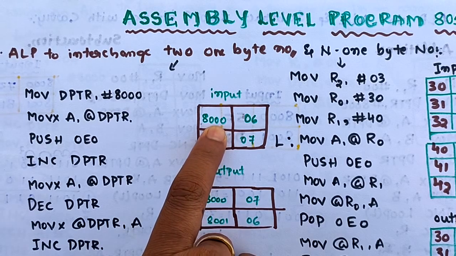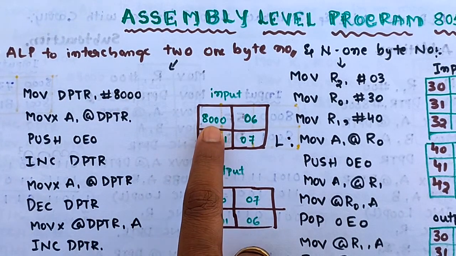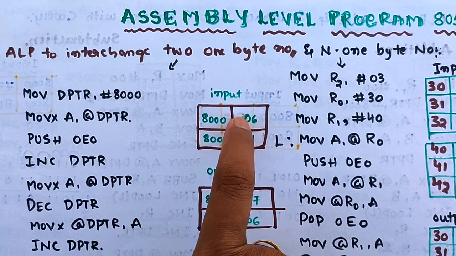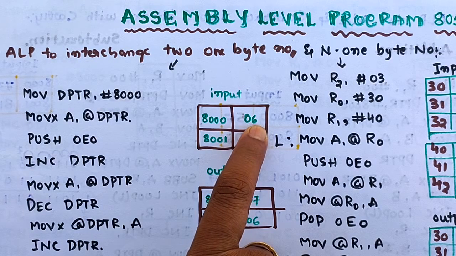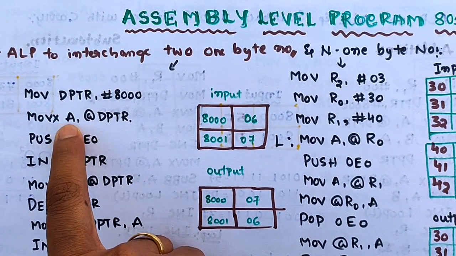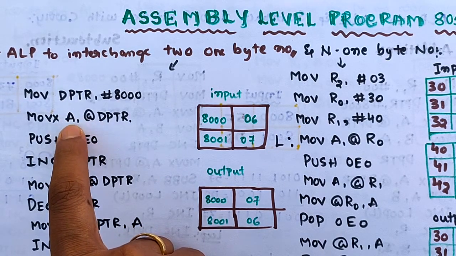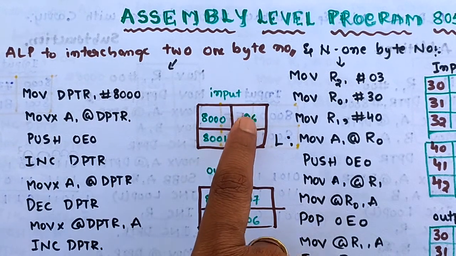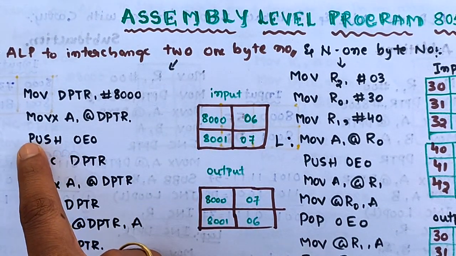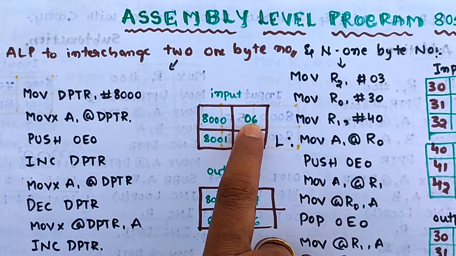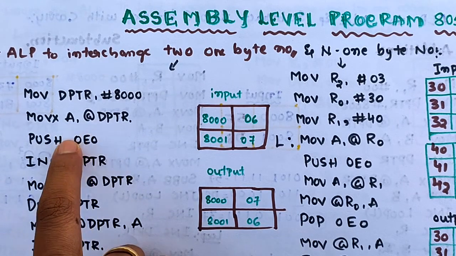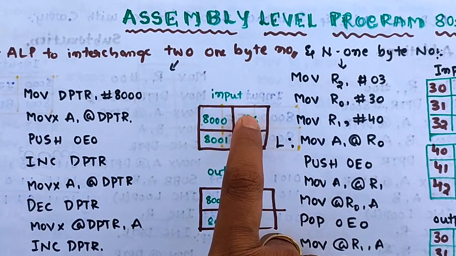Once we point to this location, the DPTR points to location 8000 and its content is 06. Now I need to interchange the content, so I will transfer this content to the accumulator. The accumulator is a CPU register, and in order to perform any operation we need to transfer the content to the accumulator. Because we can't swap these two values directly, I transfer this 06 to the stack, that is, push 0E0. Once we use this instruction, the accumulator content will be transferred to the stack location. Therefore this 06 is now stored in the stack.